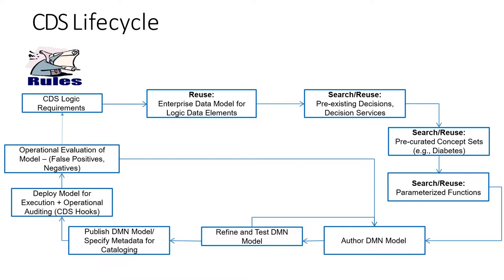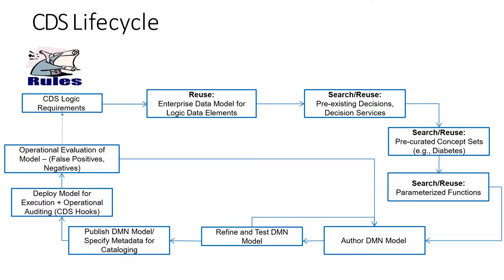Somewhere someone creates the CDS logic requirements. Now, in the old days, it was written on a piece of paper. But now, in the DMN context, you can use the DMN model itself to specify the requirements. Once a high-level DMN model is created, one may call it level one, then, if you have a DMN repository with all the models stored in your enterprise, the first thing is, you can use your enterprise data model for the data elements which feed into the DMN model.